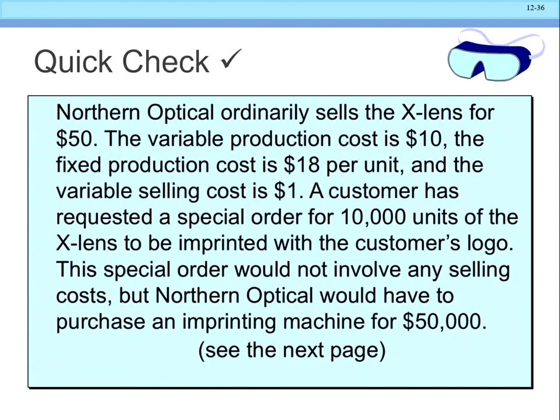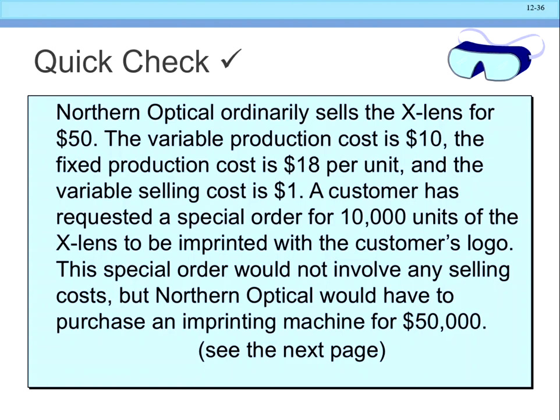Remember what I said in the previous slide. But Northern Optical would have to purchase an imprinting machine for 50,000. Okay, now this imprinting machine is a fixed cost.